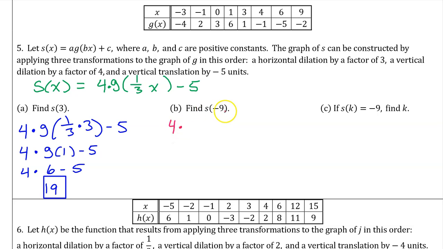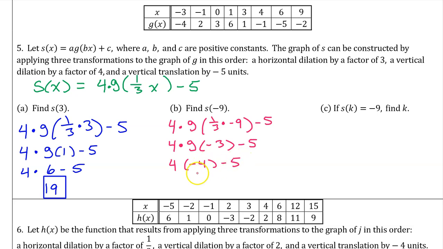Part B, s at negative 9. So this will be 4 times g at 1/3 times negative 9 minus 5. 1/3 times negative 9 is negative 3. So we have 4 times g at negative 3 minus 5. G at negative 3 is negative 4. So that's 4 times negative 4 minus 5. That's negative 16 minus 5, which is negative 21. So that's the answer to part B.